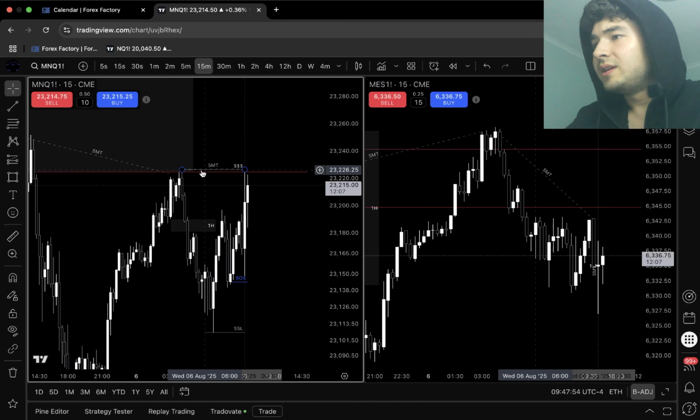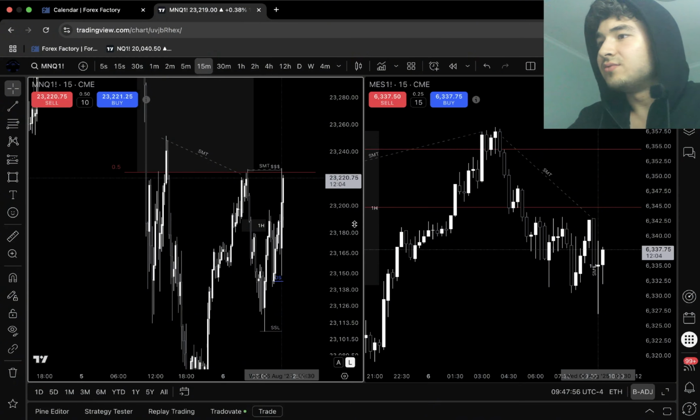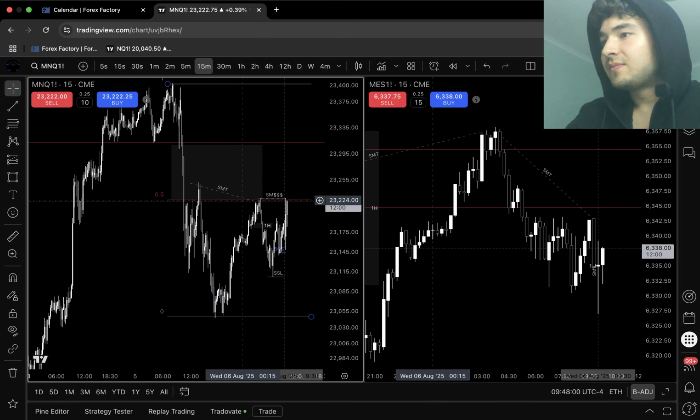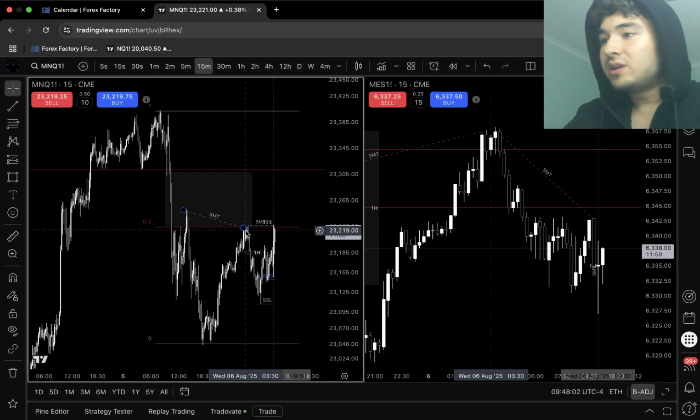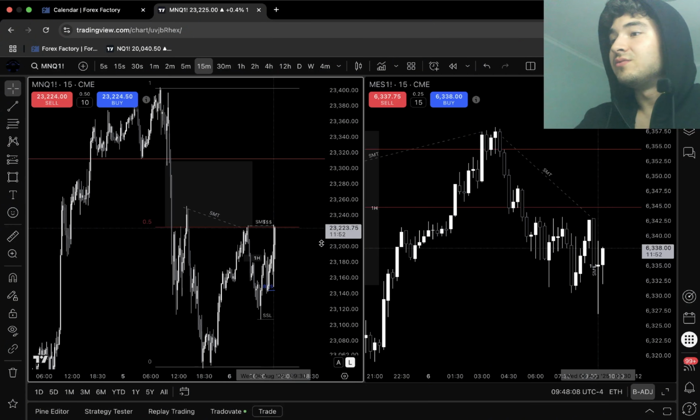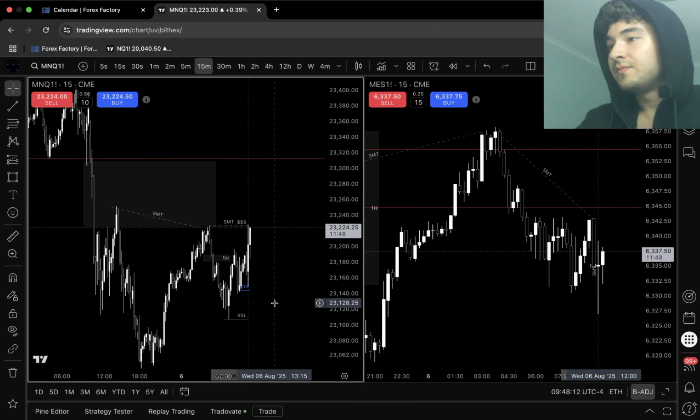Yeah, we have a really nice big SMT over here, and it aligns with the equilibrium, but this equilibrium is not getting respected. Because if this equilibrium really was a good equilibrium, as soon as it touched here, it would have just taken the sell side right away. But guess what? We're coming back up again, so that's why I lost faith in this equilibrium.